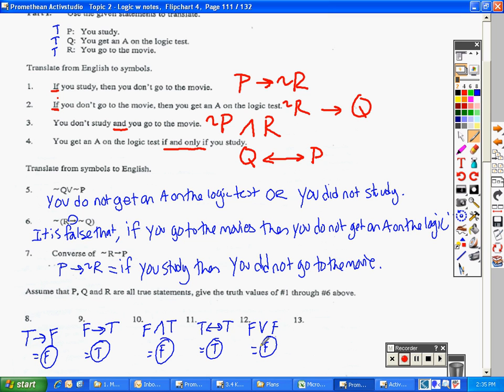All right, number 13, is the opposite of R, which starts out as true, arrow, the opposite of Q, which is false. The rule for T arrow F equals F. So we're actually going to take the opposite of F, and that's true.